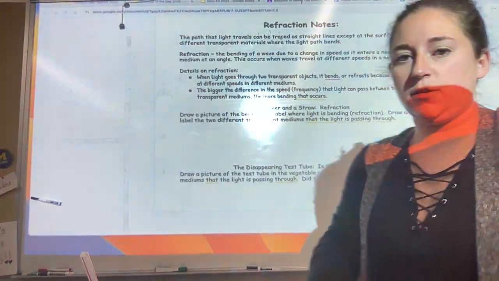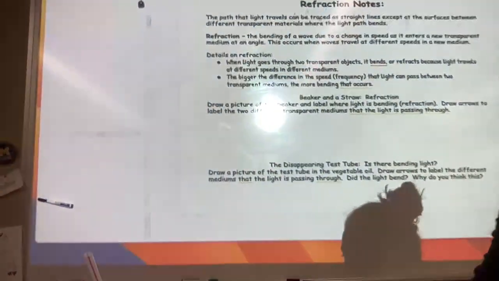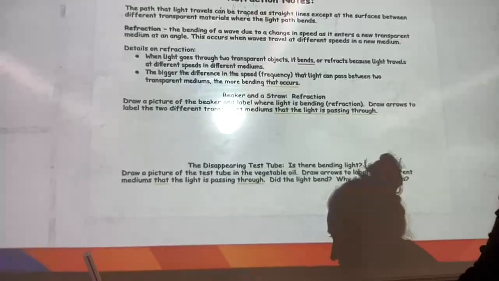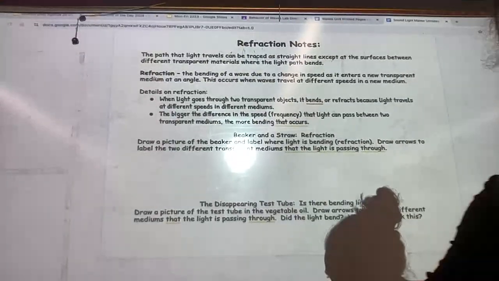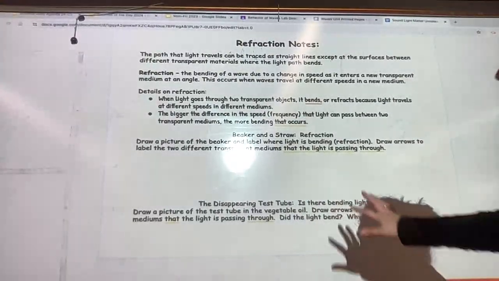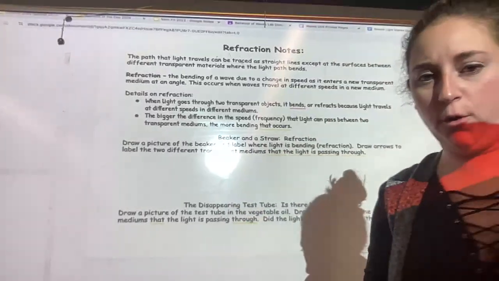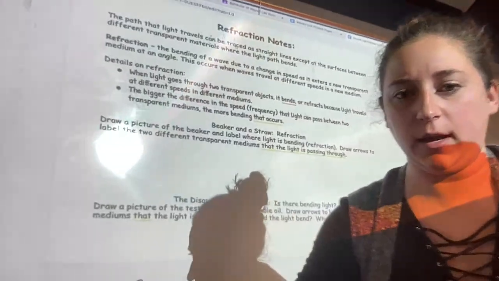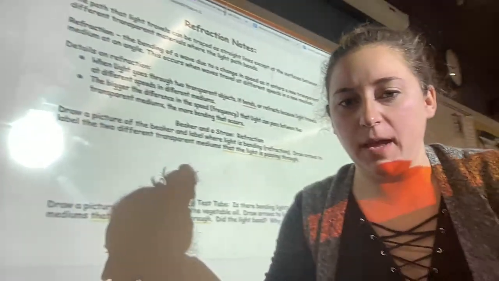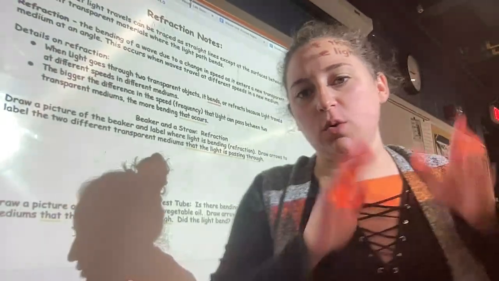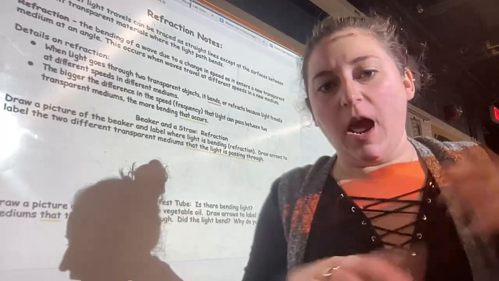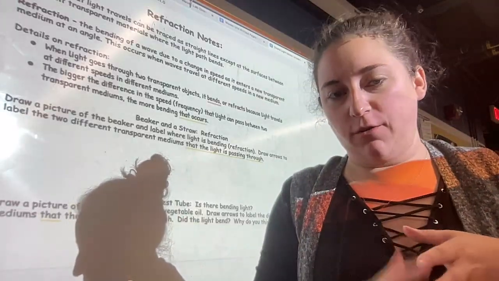Hi, science students. So today we are going to go over the refraction notes. You can see that up on the board right now. I do apologize. I don't have a way to minimize that light spot there, but we're going to work through it here. Maybe if I go at a different angle, we can get it out of the way. And talk about two different examples of refraction and what is happening when we see refraction.